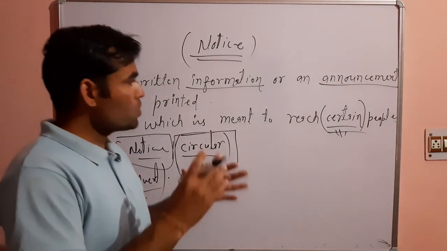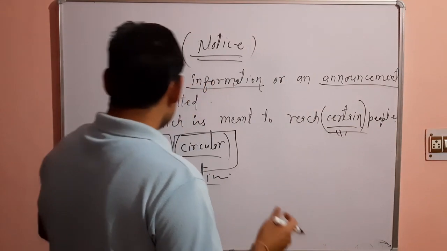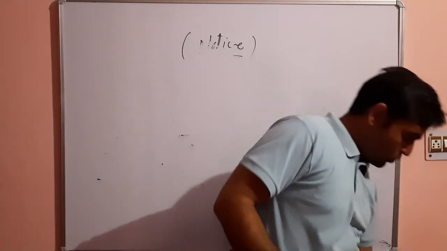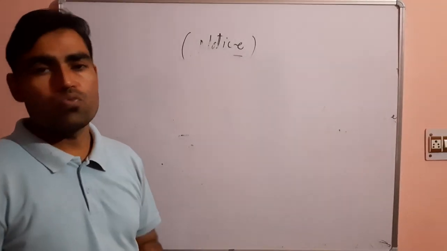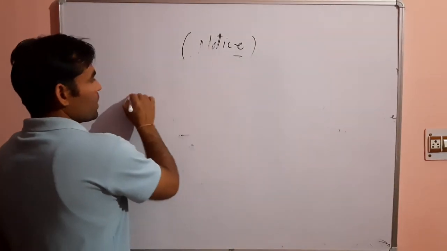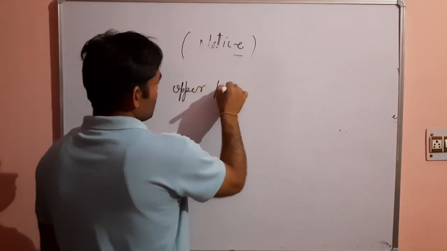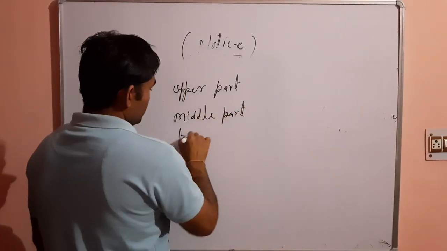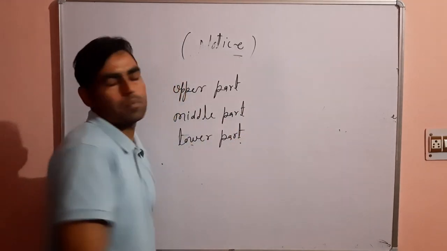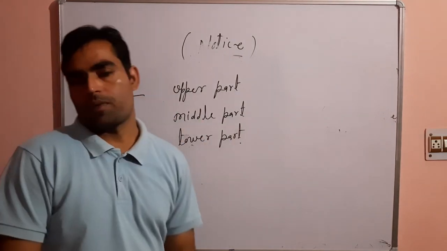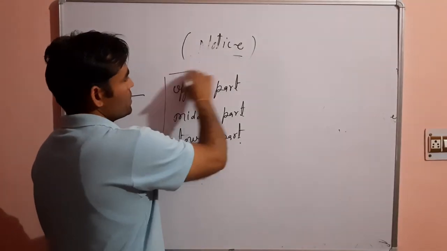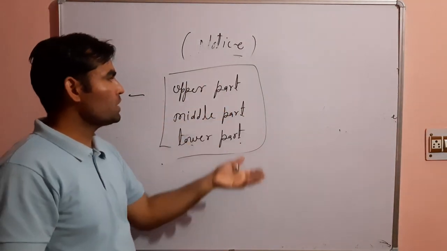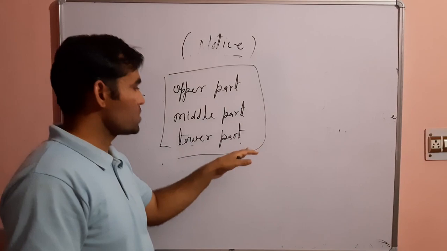Now we come to know what the characteristics of notices are. For simplification, we divide notice into three parts: upper part, middle part, and lower part. Now turn by turn we study what is written in the upper part, what is written in the middle part, and what is written in the lower part.